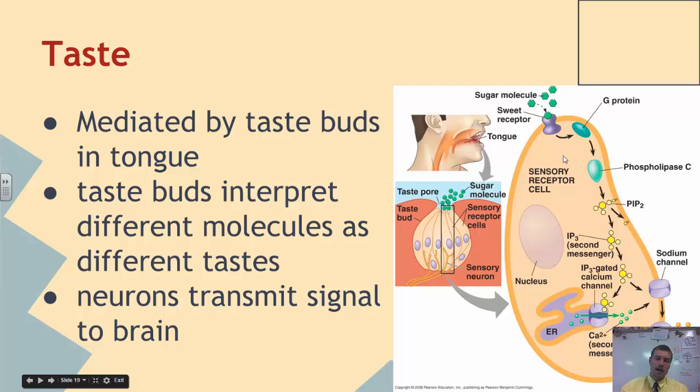So, this is a typical pathway that you might see, particularly for sugar molecules. The sugar molecules activate a sweet receptor, which then activates a G protein, which we have talked about before, right? And then that is going to hit a cascade of pathways, which is going to open up a sodium channel, which is then going to initiate an action potential.